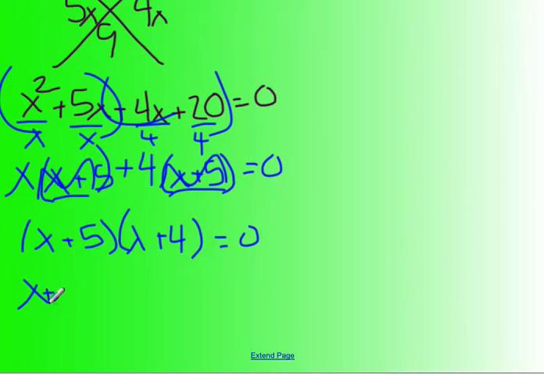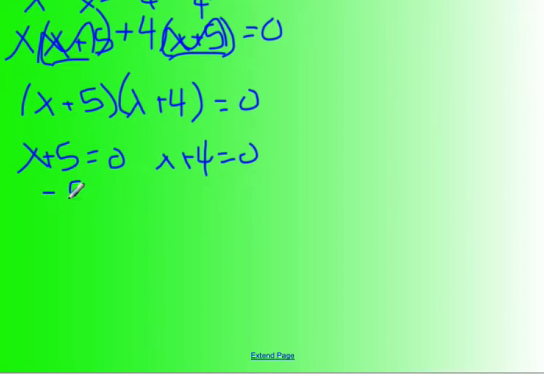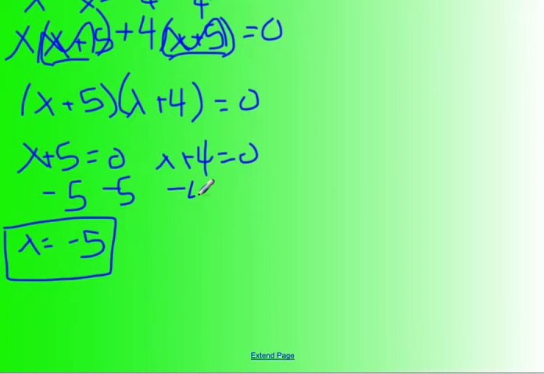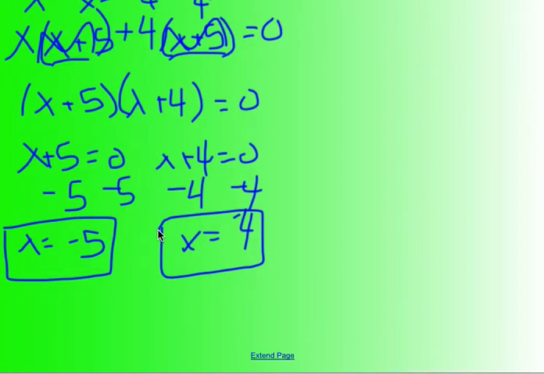So in order to get what x is equal to, I'm going to have to set each of those factors equal to 0. Here I can subtract 5 from both sides, so I end up getting that x is equal to negative 5. Here I can subtract 4 from both sides, and then I get that x is equal to negative 4. So here are both my options, negative 5 and negative 4. That's how you would solve that quadratic using the zero product property.